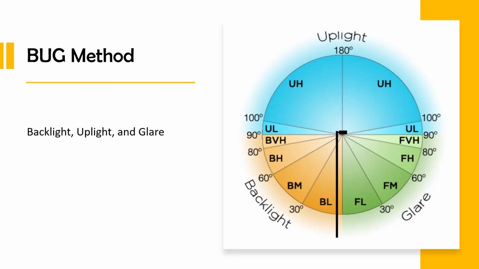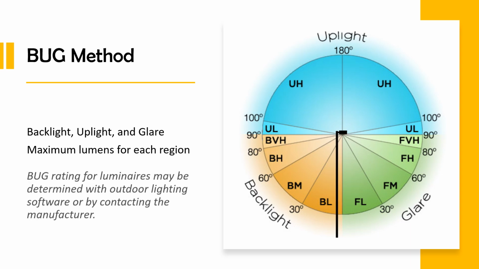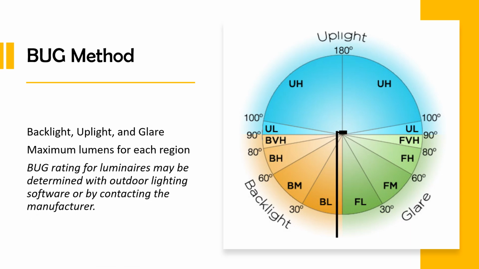The BUG method establishes the maximum lumens for each region. Backlight, or B, is the light that is directed behind the fixture. Uplight, or U, is the light that is directed upwards above the light fixture's horizontal plane, and glare, or G, is the light that is emitted from the fixture at high angles. Be sure you know the BUG method.